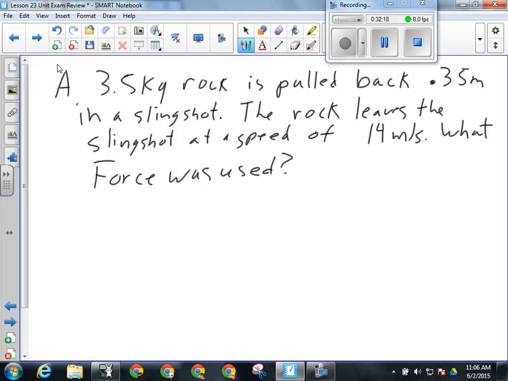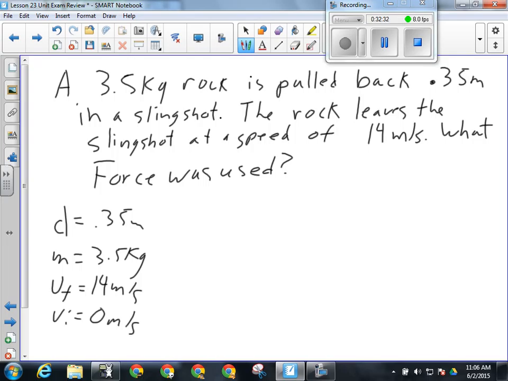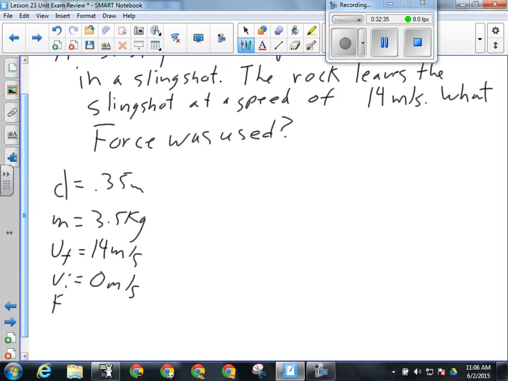So our givens are distance, 0.35 meters, mass, 3.5 kilograms, VF, 14 meters per second, VI, 0 meters per second, and we're looking for F. Right. So work is a change in kinetic energy in this question. So force times distance equals EK final minus EK initial. And what's the initial kinetic energy in this question? 0, because the rock is not moving when it's being held in the loaded slingshot.